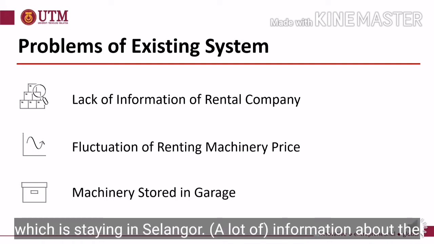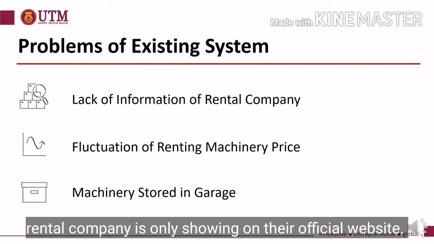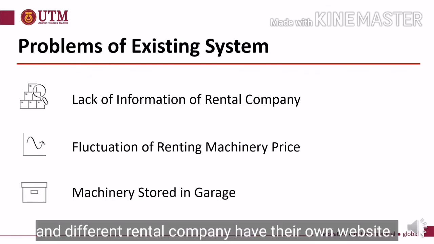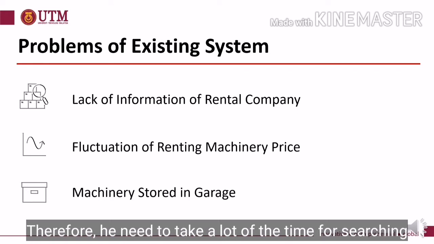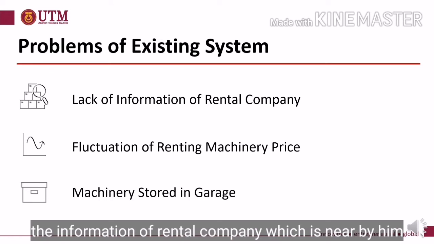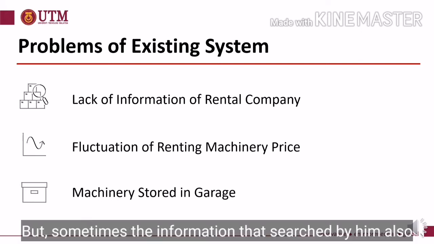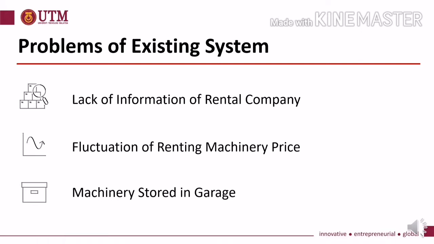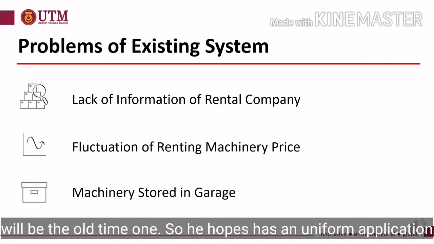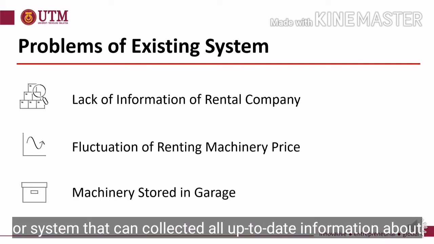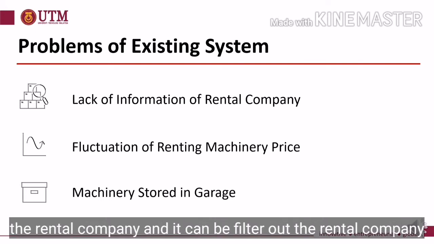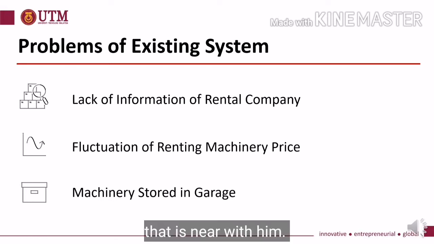The information on a renting company is only shown on their official website, and different rental companies have their own official websites. Therefore, he needs to spend a lot of time searching for information on the rental company which is nearer to him. But sometimes the information he finds is also outdated. So he hopes to have an application or system that can collect all up-to-date information about the rental companies, and can filter out the rental companies that are nearer to him.